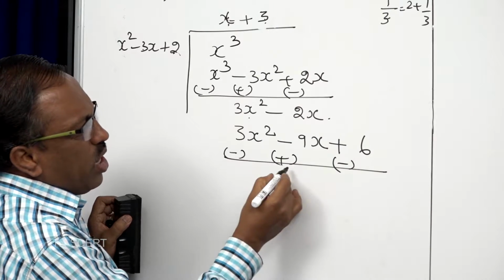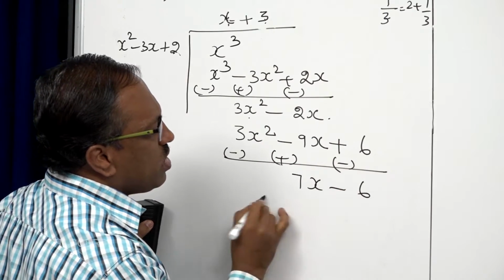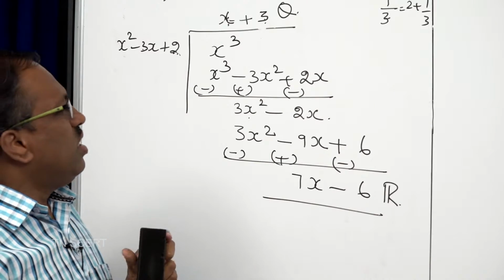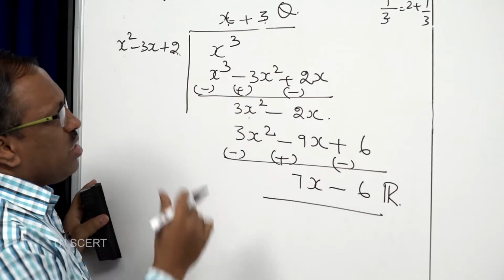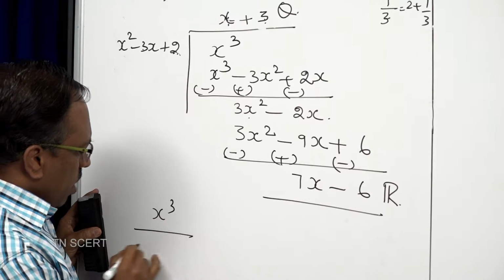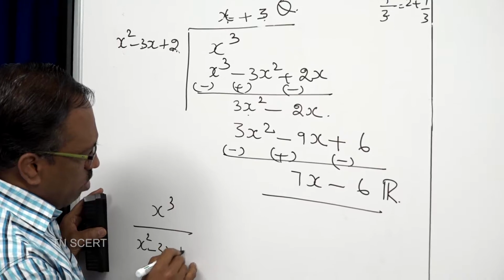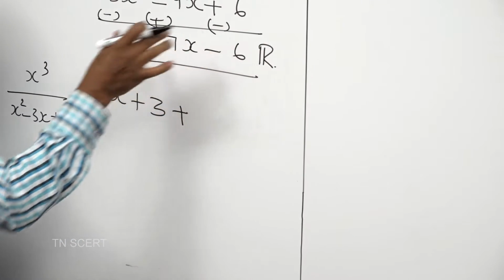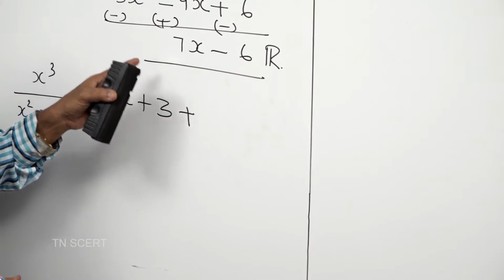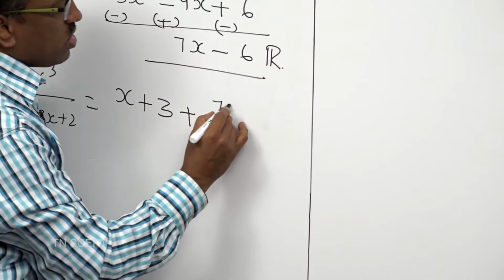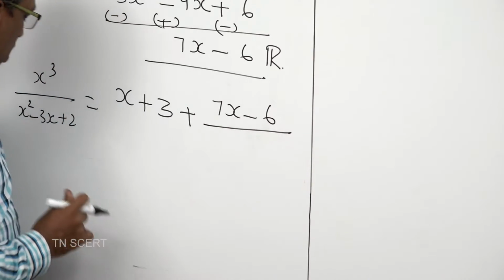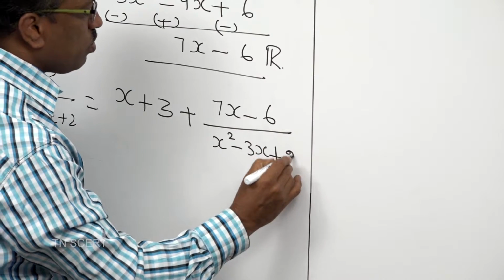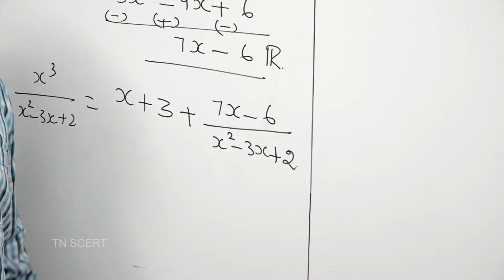By subtracting, these two get cancelled, minus 2x minus 9x is 7x minus 6. This is the remainder. This is the quotient. This is the divisor and this is the dividend. Now according to this strategy, x cube by x square minus 3x plus 2 becomes: quotient is x plus 3. And what about the remainder? It involves 7x minus 6, 7x minus 6 whole divided by this x square minus 3x plus 2. This is the term we got.